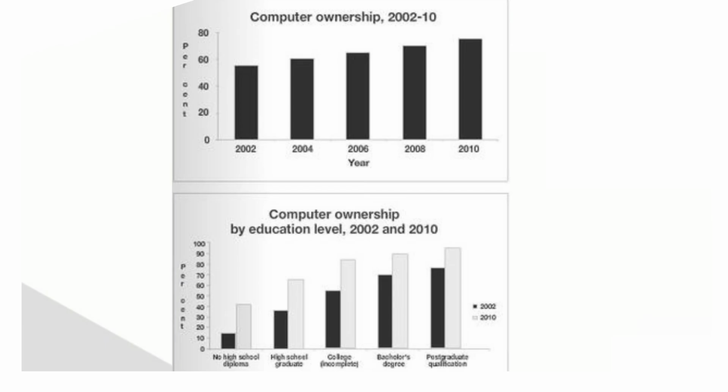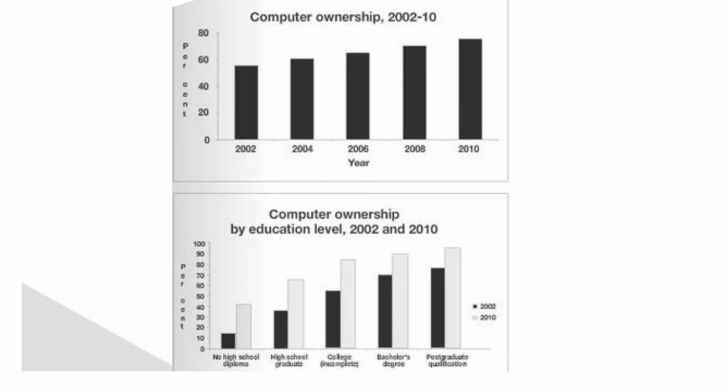As you can see, there are two bar graphs given. One with the title Computer Ownership 2002 to 2010 and the other with the title Computer Ownership by Education Level 2002 and 2010. In the first graph, years are given on the x-axis and percentage on the y. From the years given, we can conclude that it is an overtime graph and by joining the starting and ending points, we can find that the trend is increasing.